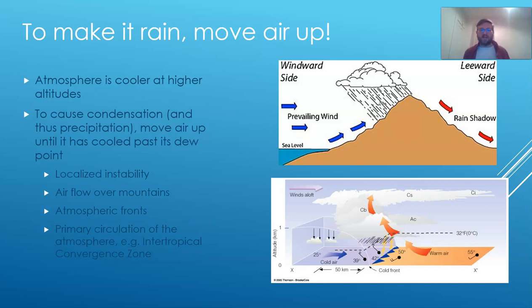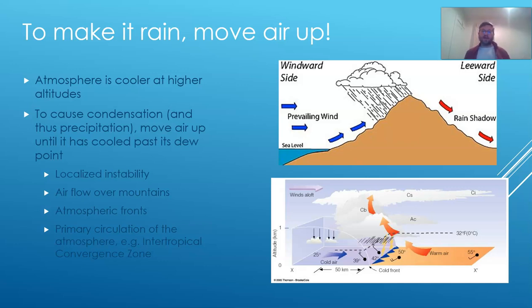One way to do that is localized instability. So if our parcel of air is warmer than the air around it, warm air rises, it's going to start to go up. So it's going to cool off as it goes up. But as long as the air around it is still even colder, then that parcel of air will continue to rise and eventually hit the dew point temperature, get condensation, form clouds that can eventually cause precipitation.